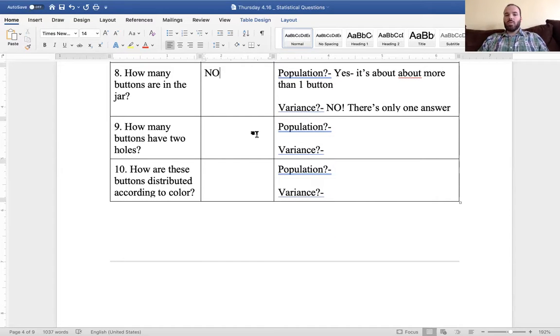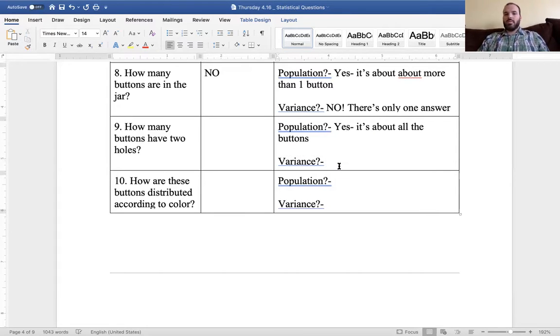How many buttons have 2 holes? Is this about a population? Yes, it's about all the buttons. Is there variance? How many have 2 holes? I'm going to say no. There is no variance because there's just one answer. The answer is 7, or the answer is 12. That's not variance. So I'm going to go with no on that.